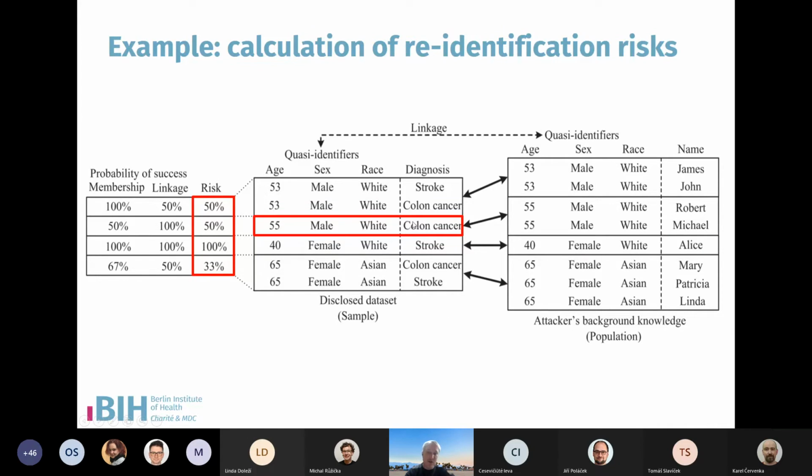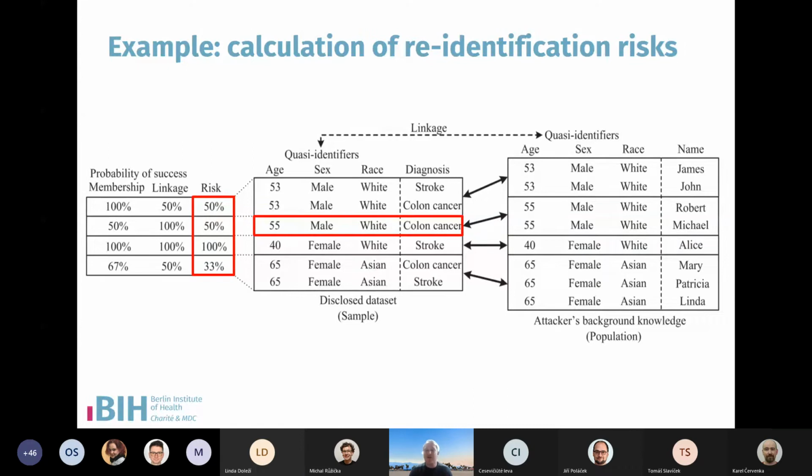And you can see that there is one unique record within this data set. That's a 55-year-old white male with a certain cancer. And of course, if you consider the k-anonymity model, you would assume that there is basically a 100% risk for this individual to be re-identified, because it's a unique record in the data set.